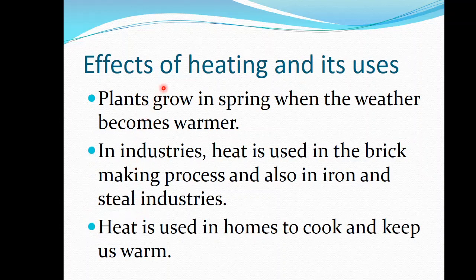Now, the effects of heating and its uses. Plants grow in spring when the weather becomes warmer, and in industry heat is used in the brick making process and also in the iron and steel industry. So heat is used by plants to grow, and it's also used in industry, of course, in the brick making process and in the iron and steel industry.